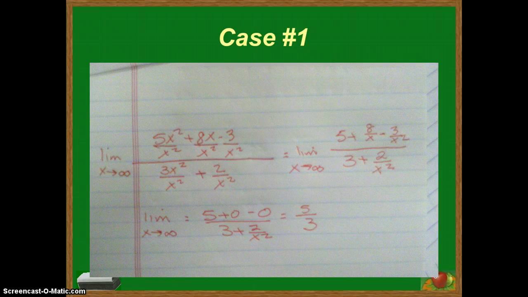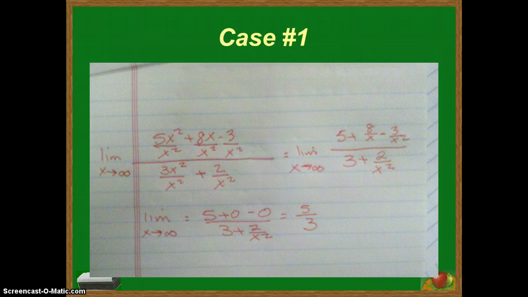Well, the limit of a constant is the constant, that's 5. The limit of 8 over x, remember, it would have to be 0. And the limit of 3 over x squared would have to be 0. So the top equals 5. On the bottom, the limit of 3 would be a constant, which is 3. And the limit of 2 over x squared would be just 0. So our final answer is 5 over 3.